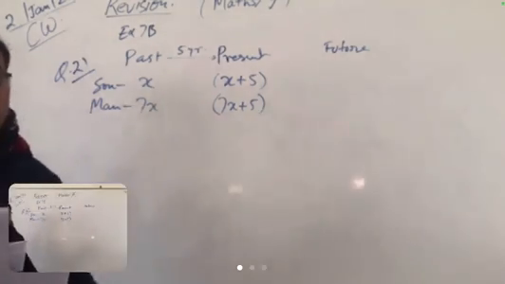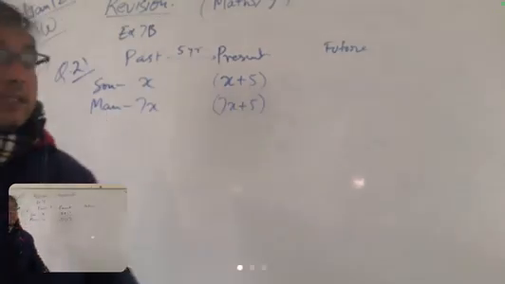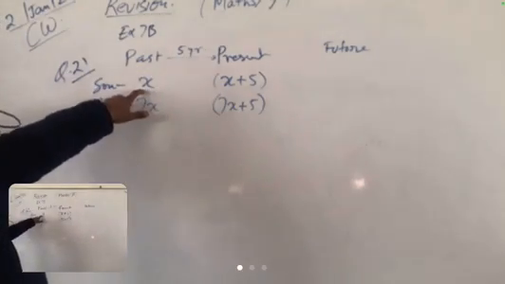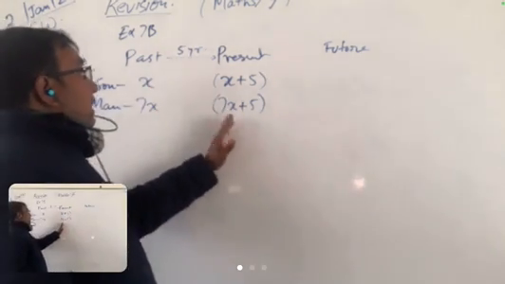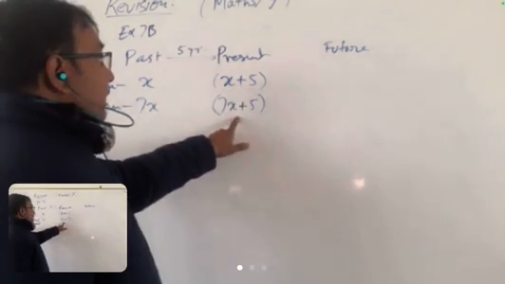क्वेश्चन में लिखा है कि 5 years ago a man was 7 times as old as his son. तो 5 साल पहले से ही हमने स्टार्ट किया. Let the age of son be x, so the man's age is 7x. And after 5 years, 5 के बाद, son's age is x plus 5 and man's age is 7x plus 5.